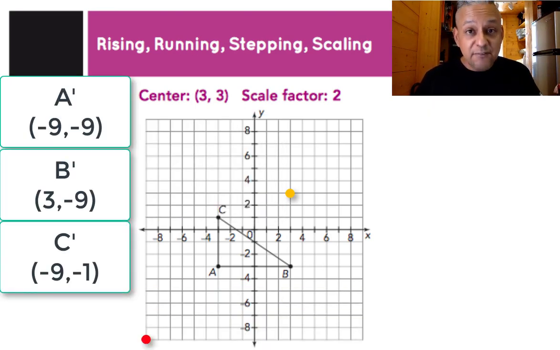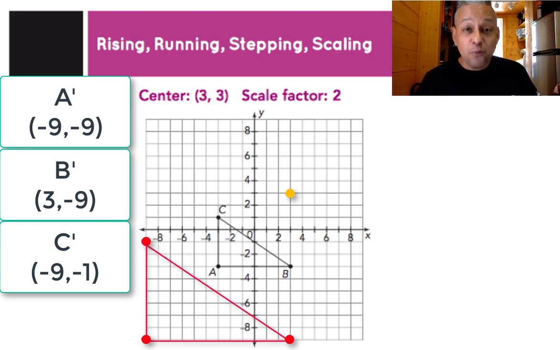Point A was (-9, -9). Point B we found out was (3, -9). And point C is (-9, -1). Once we have all these points, let's connect them together, and now we can see that we have a new figure that's twice the size of the original one, because our scale factor was 2. And remember, if our scale factor was smaller than 1, then that would mean that we would have a smaller triangle for this problem. So it wasn't so hard, see?